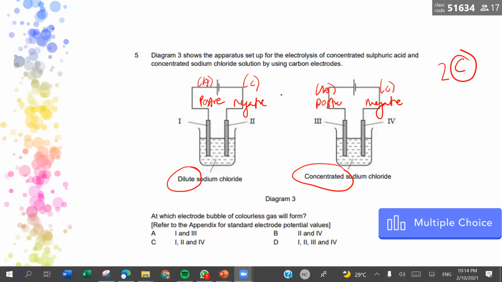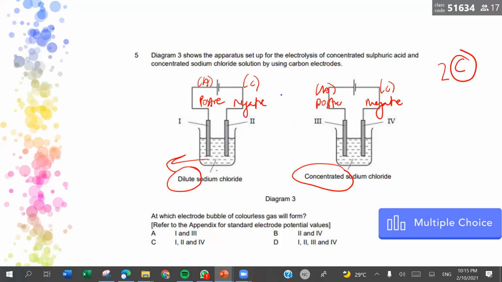Because oxygen is colorless, hydrogen gas also colorless, and then they use sodium chloride. Only if concentrated, we can see chloride, bromide, and iodide. Chlorine, bromine, or iodine gas. So it must be yellow color gas. So we only can see the gas from the anode. So it must be number 3. So number 3 only will have colored gas. The rest all is colorless gas. Okay, correct. His explanation is correct. Our teacher will go a bit more in detail, yeah, because some of them said they don't know.